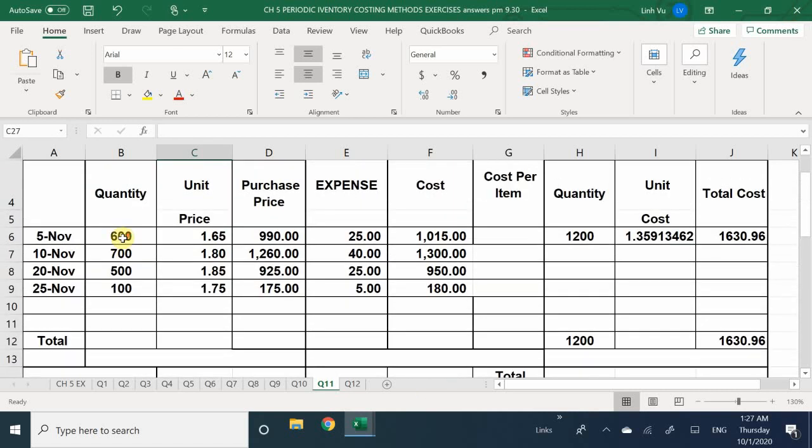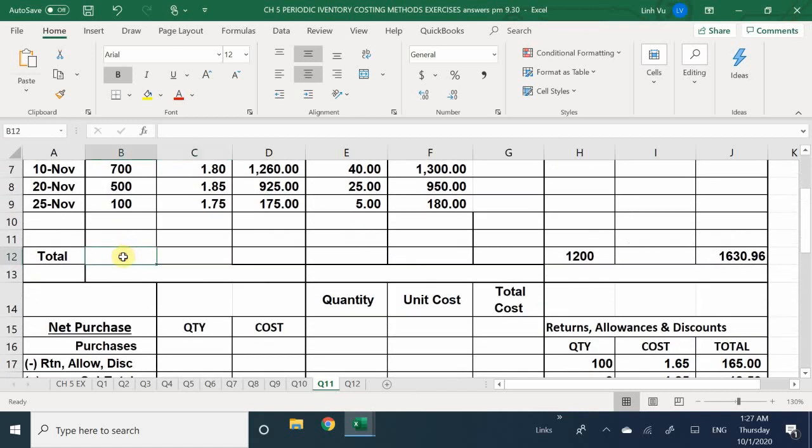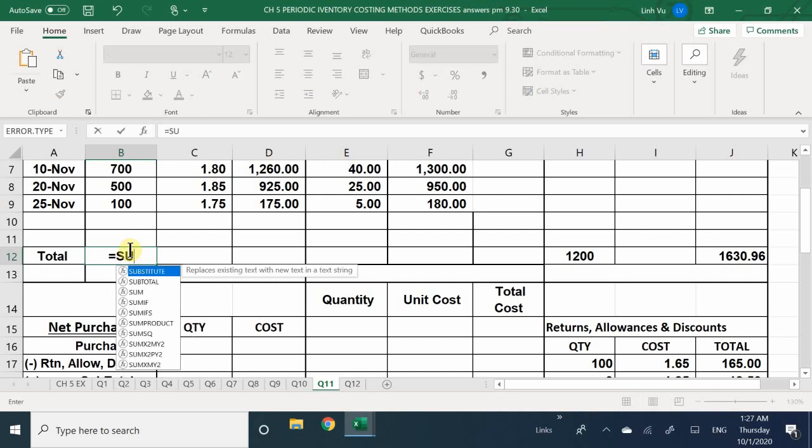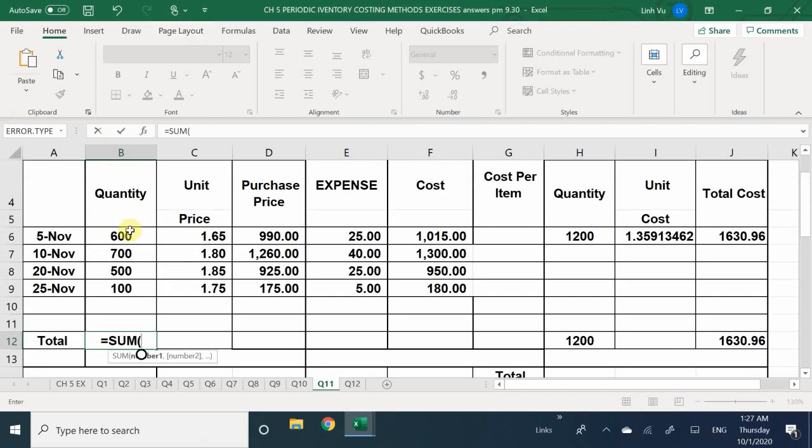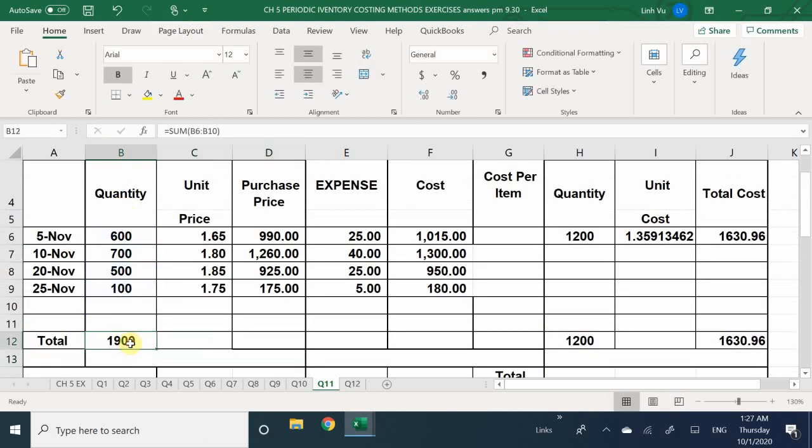Okay, so now we're going to total up our columns. Equals sum. And we bought a total net purchases of 1,900 items. Okay, and I am calculating my total purchase price to be a total of $3,350 even.